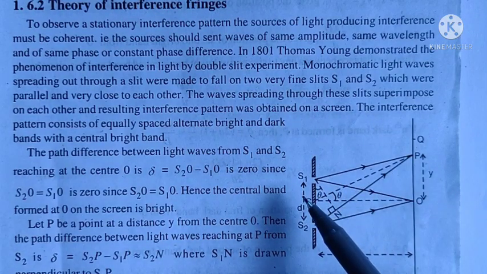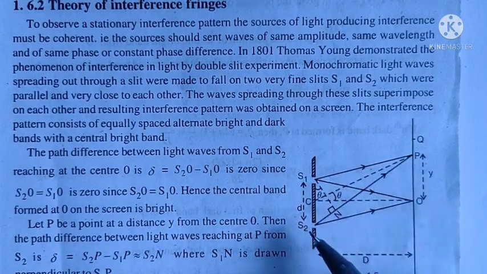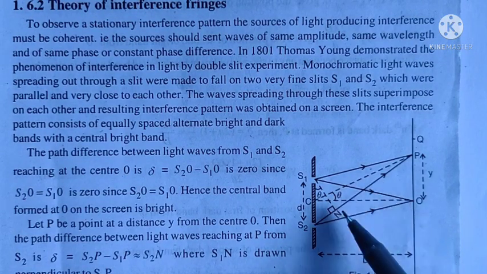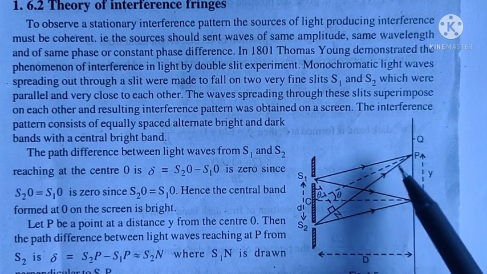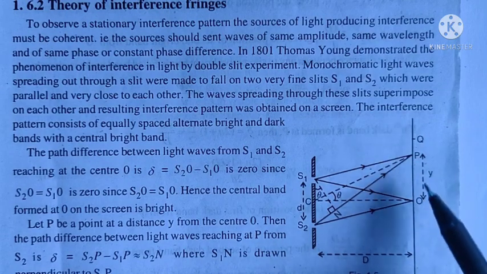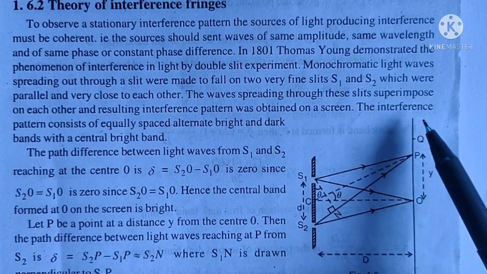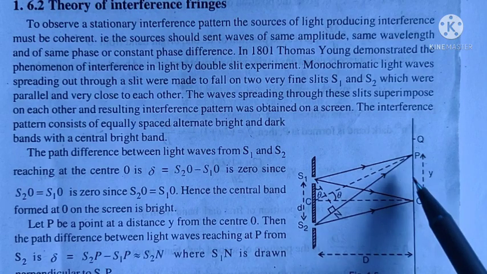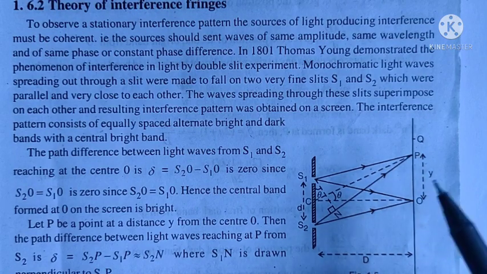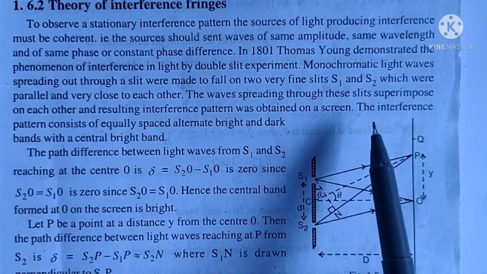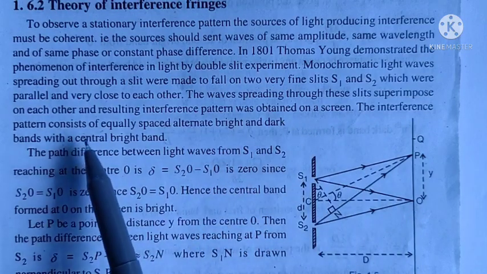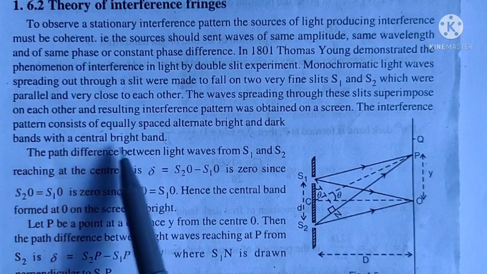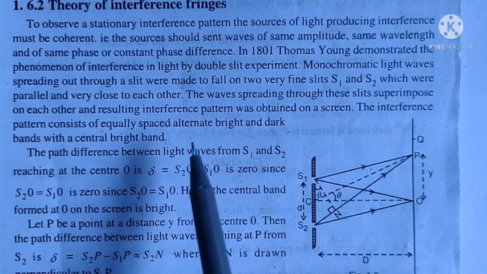So when the light waves pass through these slits, at some points they interfere and produce fringes, and when we keep a screen at this point, we get a fringe pattern on the screen. This was an experimental demonstration. The interference pattern consists of equally spaced alternate bright and dark bands with a central bright band.